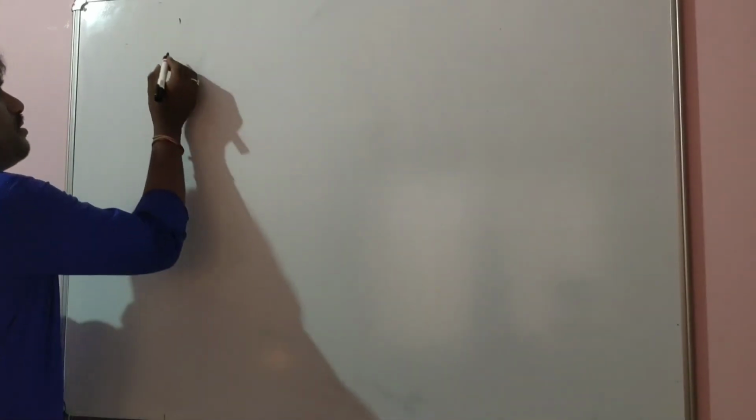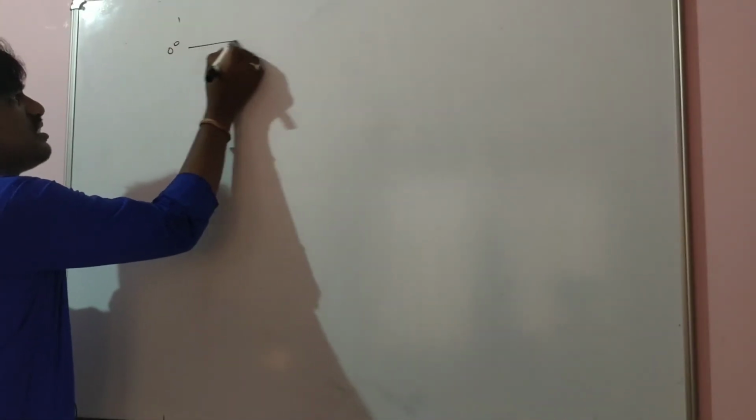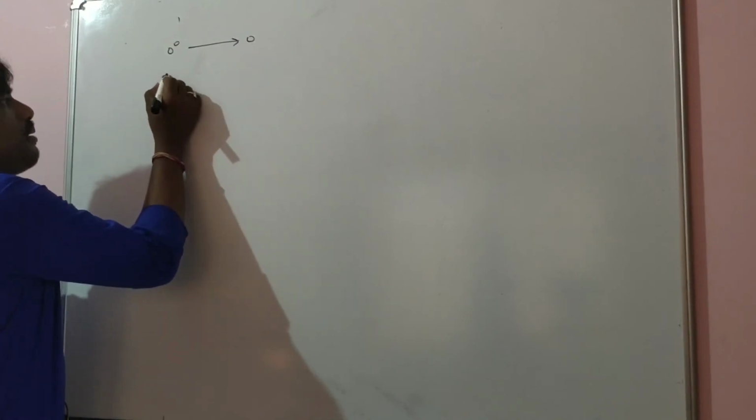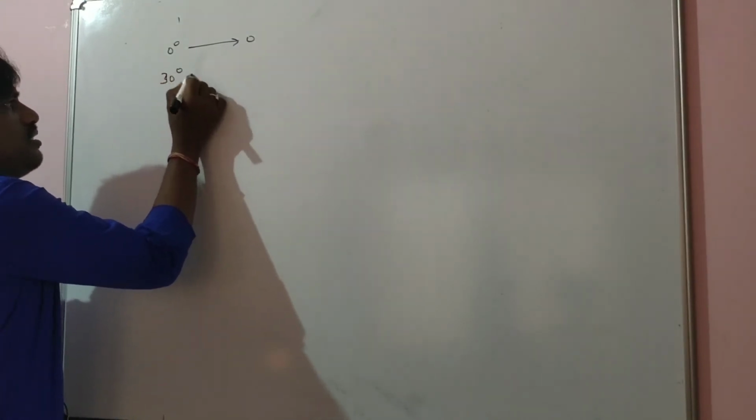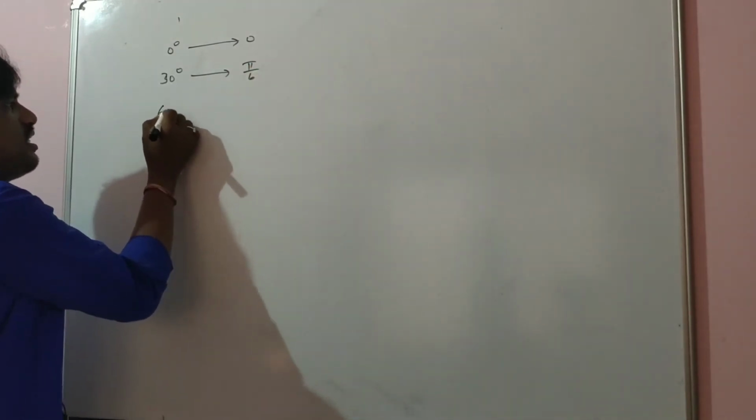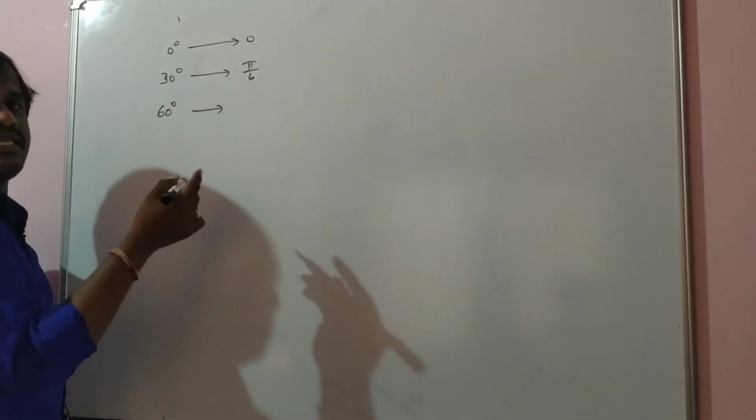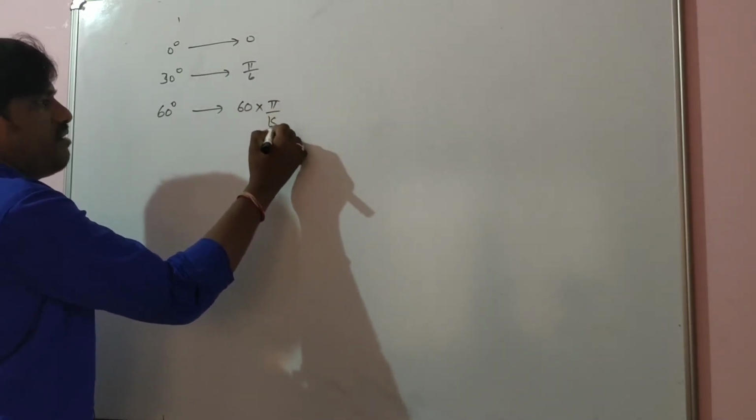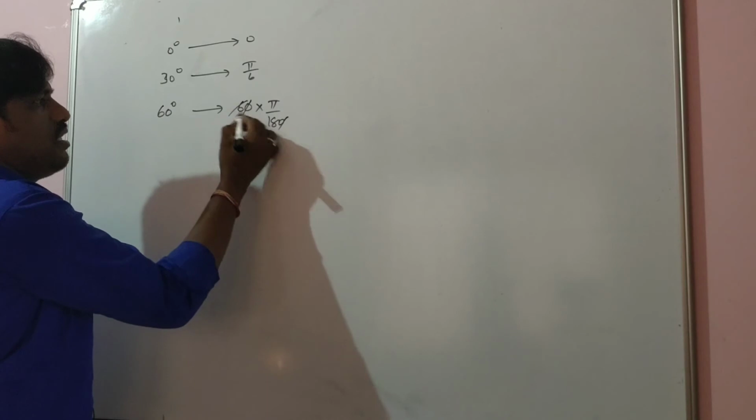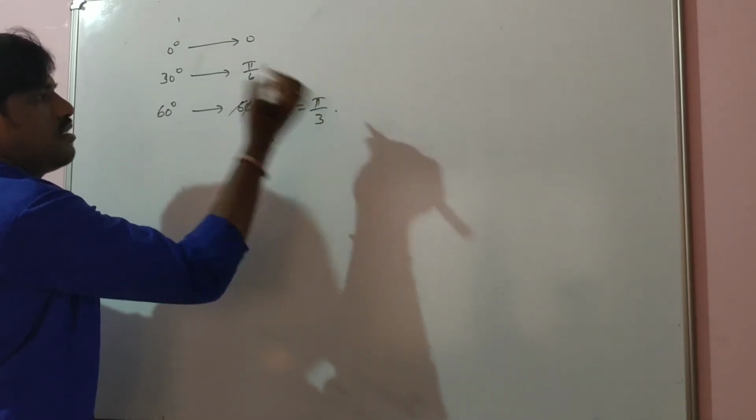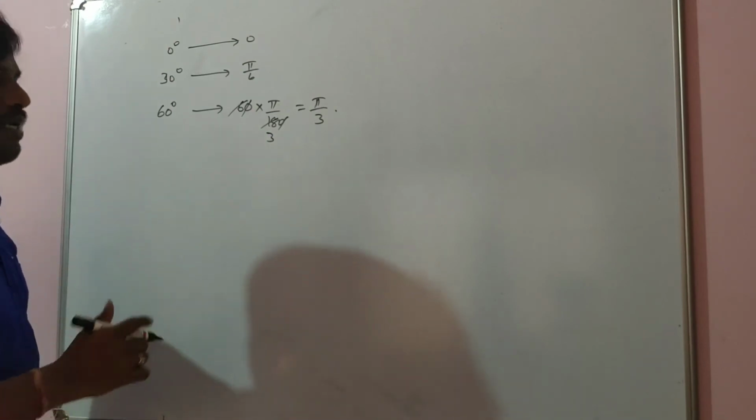Let me write here. 0 degrees is 0 only, 0 radian. Like here, 30 degrees is equal to how much? Pi by 6. 60 degrees is equal to how much? Pi by 3. If you don't know, just write 60 into pi by 180. 0 and 0 cancel, 30 threes are 90... 60 by 180 cancels to 1 by 3, so pi by 3. 60 degrees is equal to pi by 3.